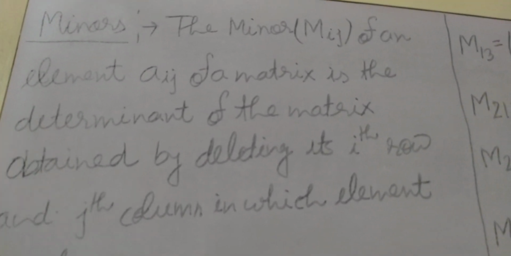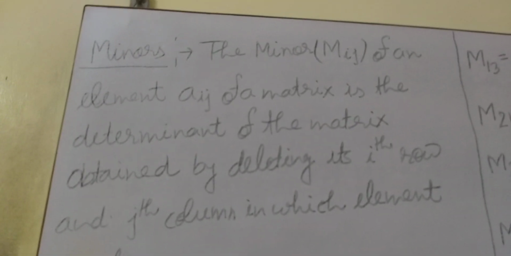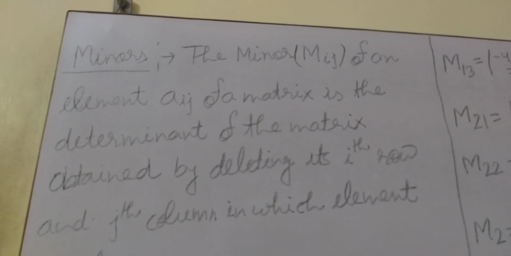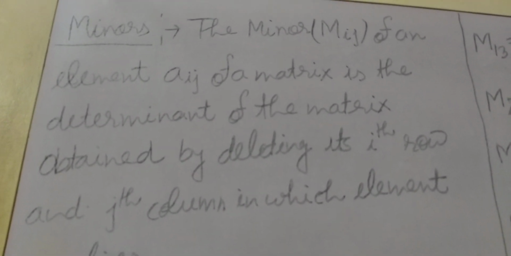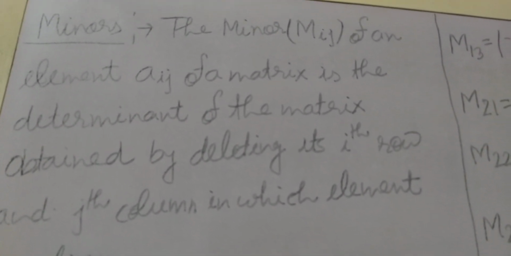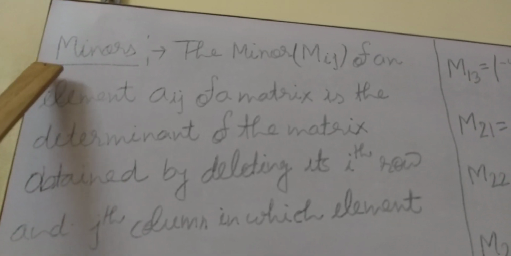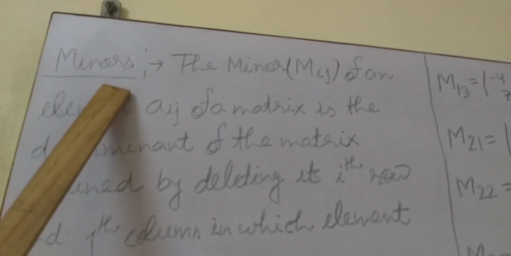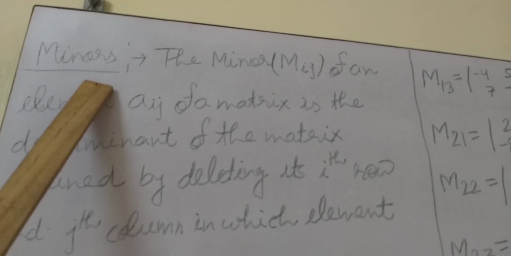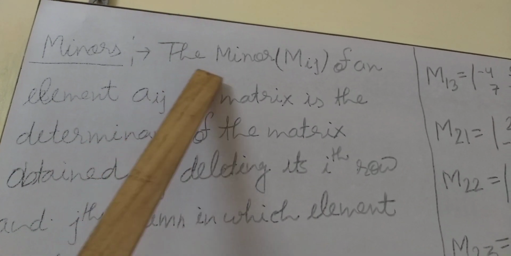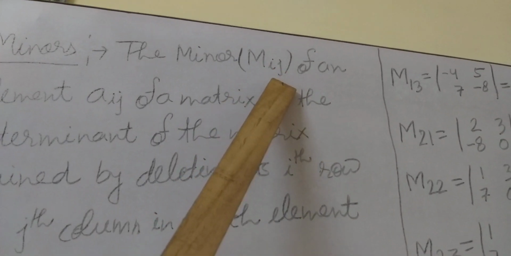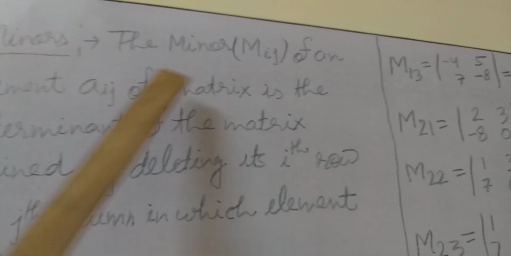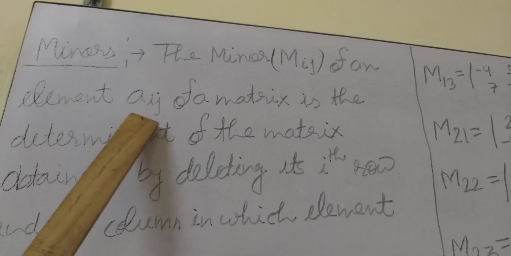Yesterday we learned about the determinant. How can we find the determinant of a square matrix? Today I am going to take a new topic, minors. What are minors, students? The minor, denoted by Mij, of an element aij.